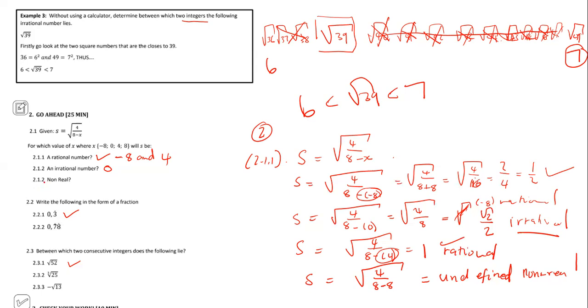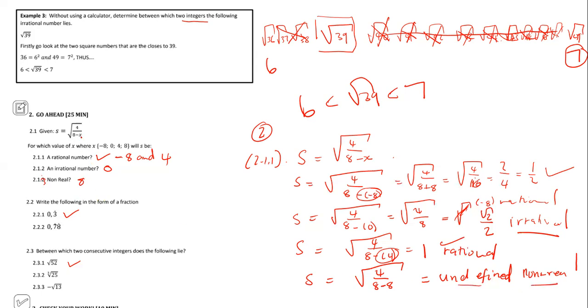And therefore, what will be the answer for 2.1.3? Eight. It will be 8. Undefined. Exactly. Undefined, which is non-real.